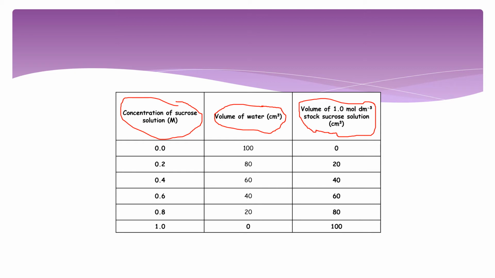And then for the last one, we'd have 1 molar of sucrose, which is our strongest. So we've got 0 centimeters cubed of water and 100 centimeters cubed of sucrose. Obviously the strongest solute concentration would be the one at the bottom, and the lowest would be the one at the top. So this one would have your highest water concentration and this one would have your lowest water concentration, because remember it is your volume of water which is important in determining the direction of osmosis.